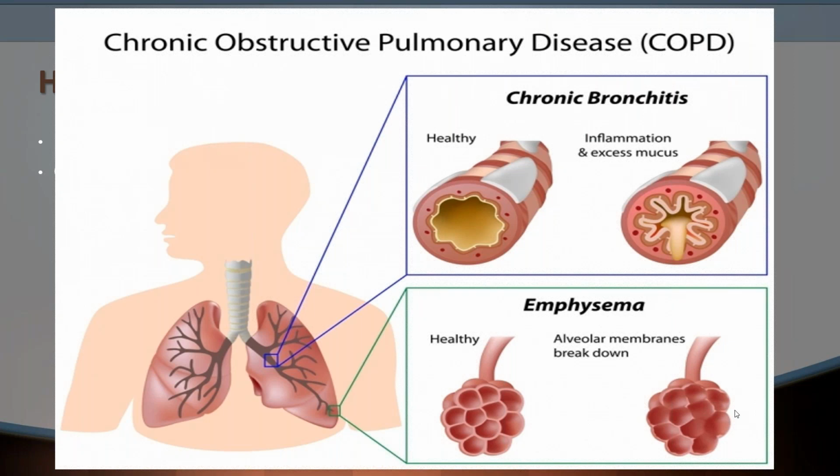So, with all that being said, hypoxic drive is going to be that patient who is breathing based upon the oxygen content within their system. Now, for us as EMS providers, we have to be slightly concerned with how much oxygen we're giving to our patients with COPD.